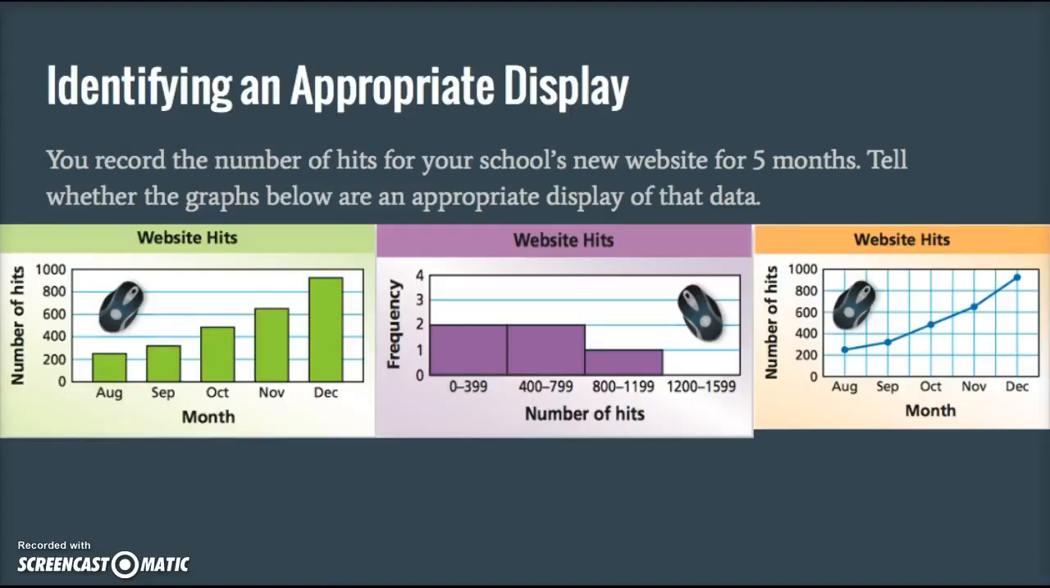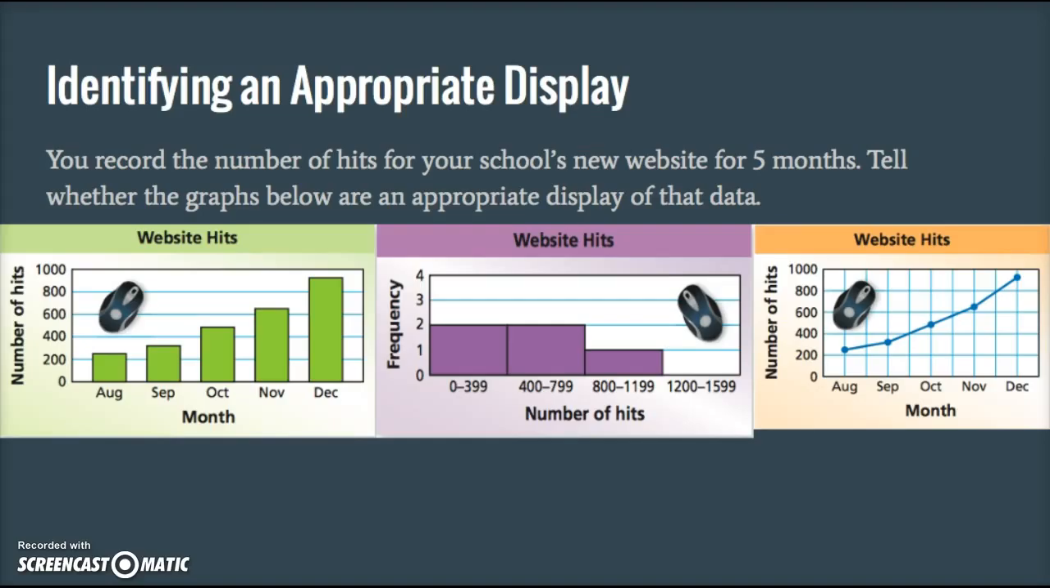Identifying an appropriate display. How to pick out which one is going to show the best use of the data. So for this example, it says you record the number of hits for your school's new website for 4 months. So if you're not sure what that means, you're looking at the school's website, and by the number of hits, what they mean is how many times somebody has visited that site. And you're recording this for 5 months. Tell whether the graphs below are an appropriate display of that data.